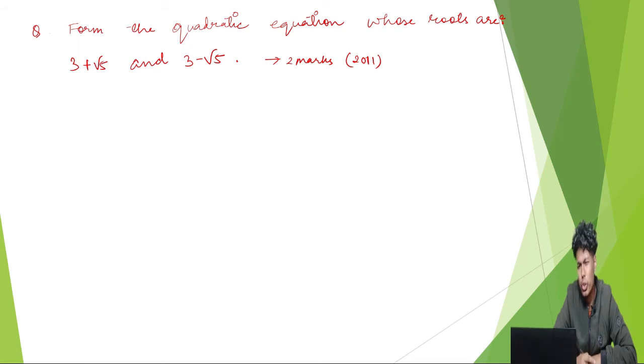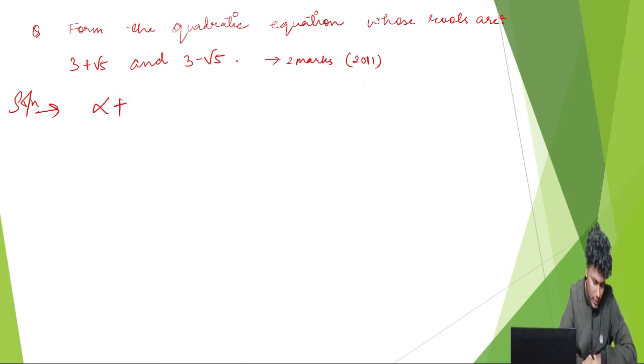Form the quadratic equation whose roots are 3 plus root 5 and 3 minus root 5. Just before this we derived the formula, where we wrote the roots in the form of an equation. We are going to use that and form the quadratic equation here. Solution: first find the sum and the product, that is alpha plus beta.